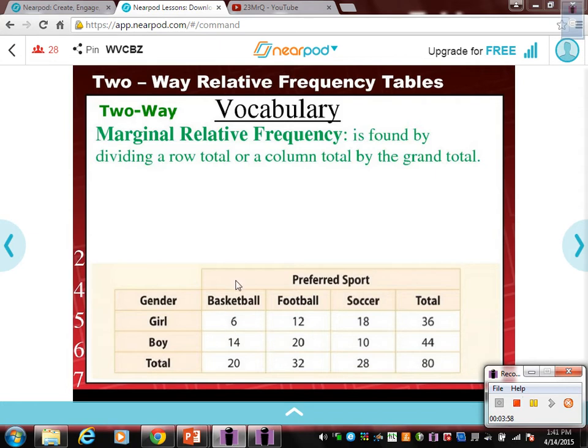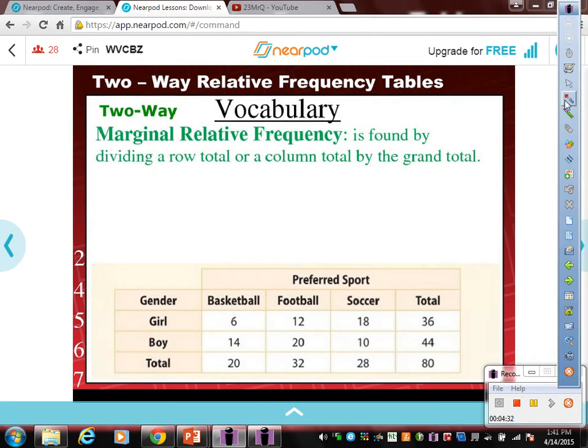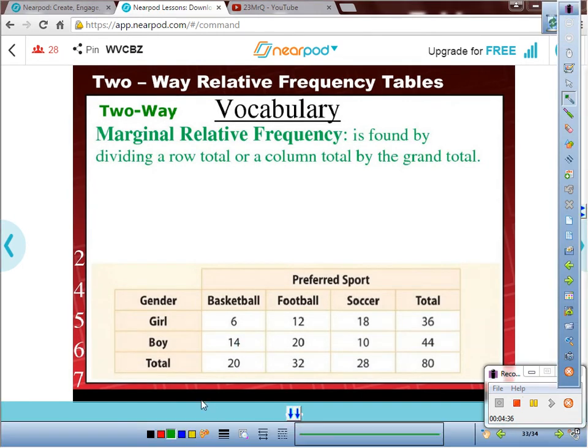So let's see, what's my column total here? 20. And what is the grand total? 80. So to find the marginal, I do 20 divided by 80. How about this column? 32 divided by 80. 28 divided by 80. How about row total? This one is what? 36 divided by 80 and 44 divided by 80.